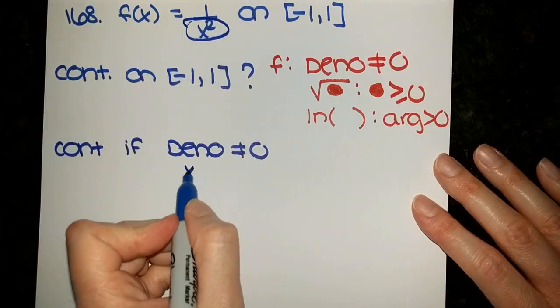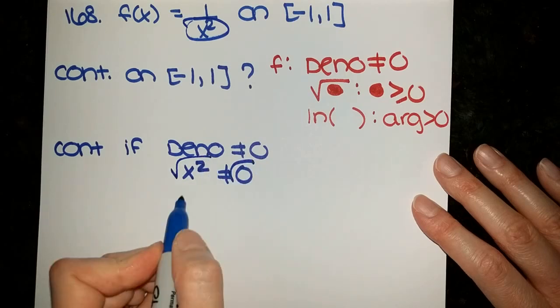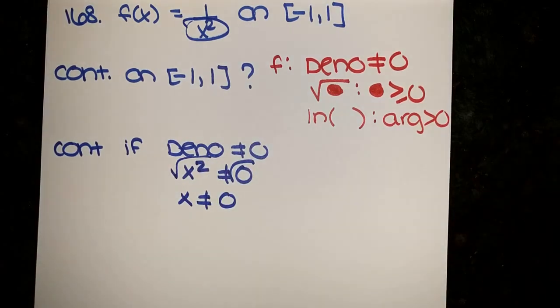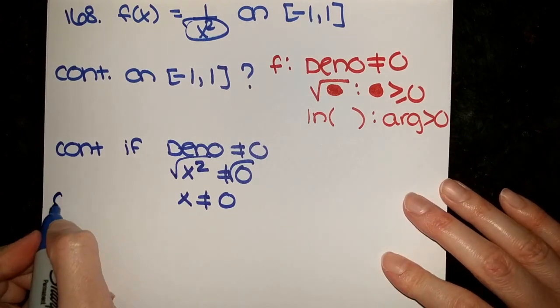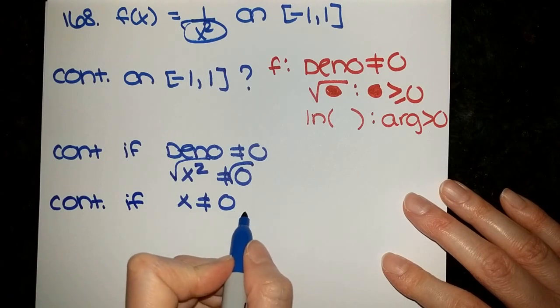So if I set this denominator not equal to 0 and solve, I would take the square root of both sides and I would get that x cannot be equal to plus or minus 0. So what we are saying here is the function is continuous if x is not equal to 0.